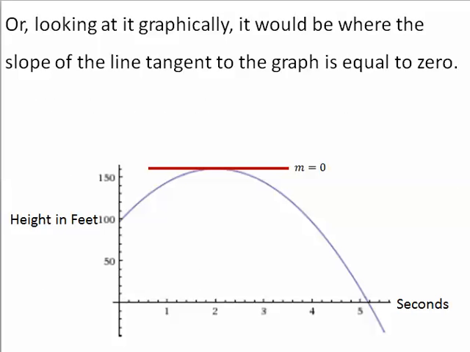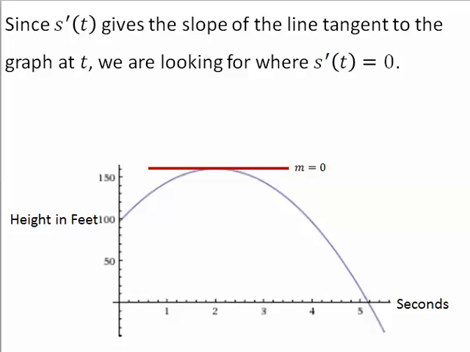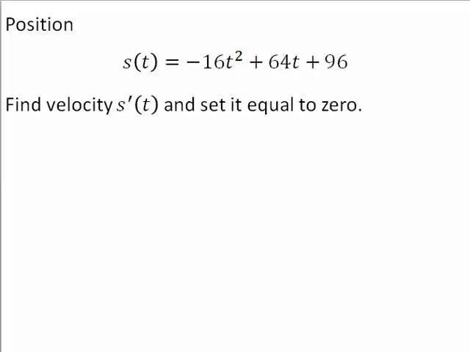Or, looking at it graphically, it would be where the slope of the line tangent to the graph is 0. Since the derivative gives the slope of the line tangent to the graph, we are looking for where the slope function is equal to 0. So whether you consider the derivative a slope function or a velocity function, we're looking for where the derivative is 0. So starting with our position function, find s prime of t and set it equal to 0.